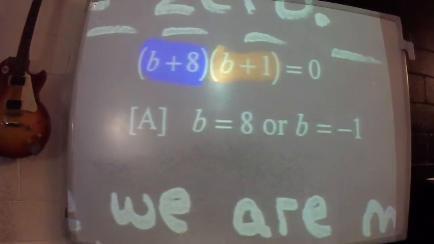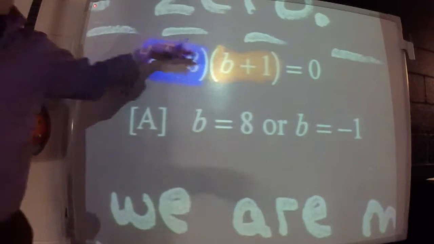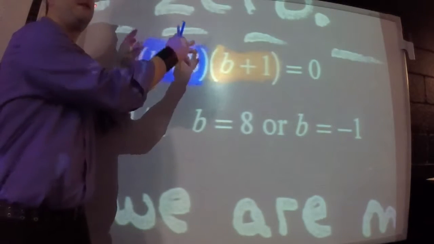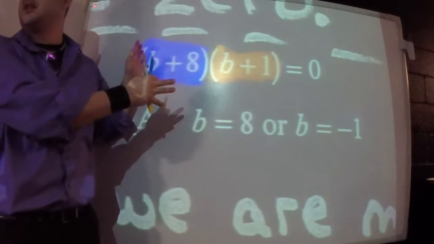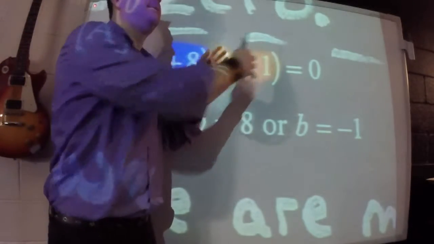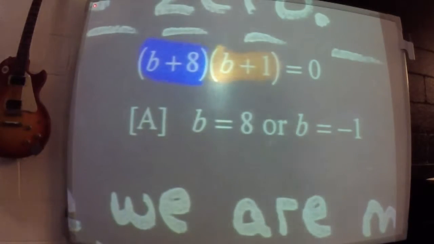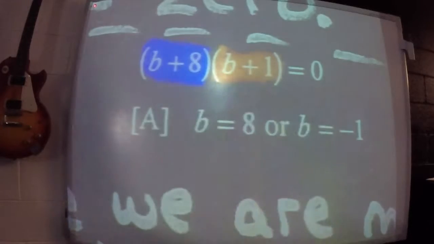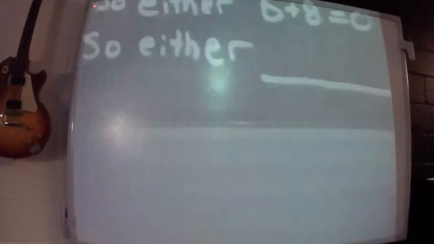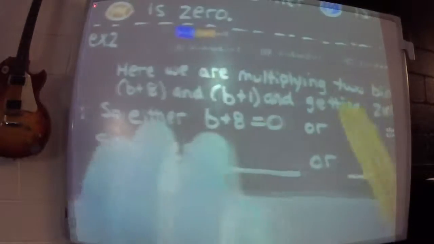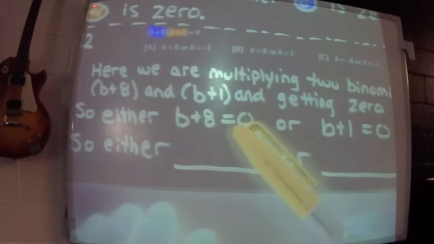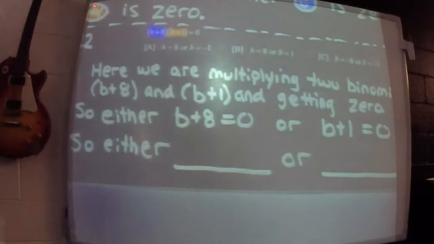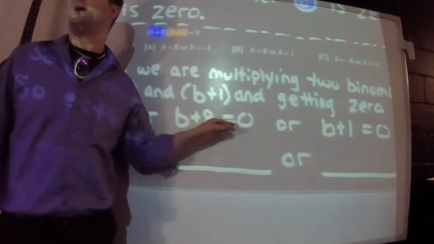So when you're multiplying two things and you get 0, you set either the first one as causing the 0, or the second one as causing the 0. So we're going to set b plus 8 equal to 0, and then set b plus 1 equal to 0, and we're going to get two different answers. Either b plus 8 is 0 or b plus 1 is 0. Then you make these little equations and you have to solve them.